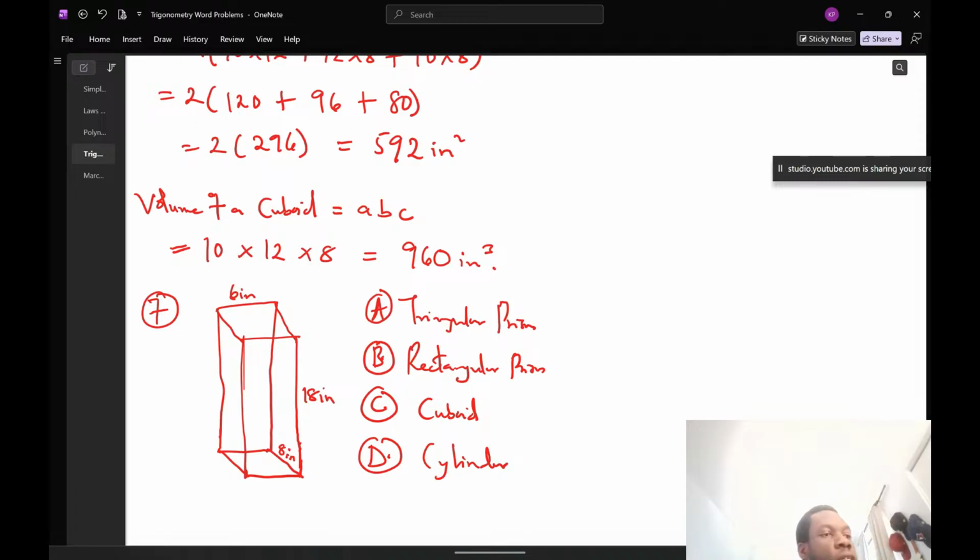I want somebody on the live stream to tell me what shape this is. If you're on the live stream, you can see my screen right now. If it's a triangular prism, you can write in the comment section A. If you feel that it's a rectangular prism, put B. If you feel that it's a cuboid, put C. If you feel that it's a cylinder, put D.